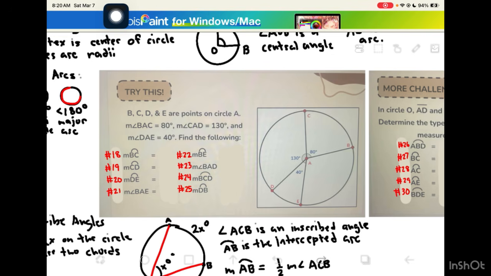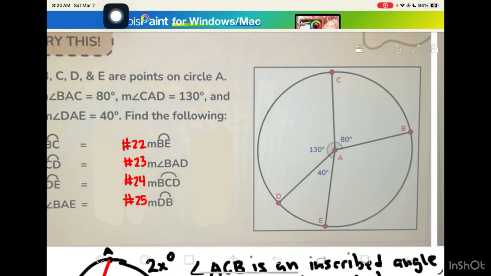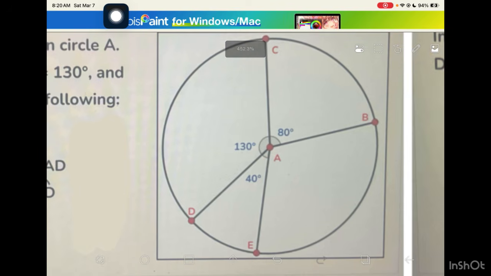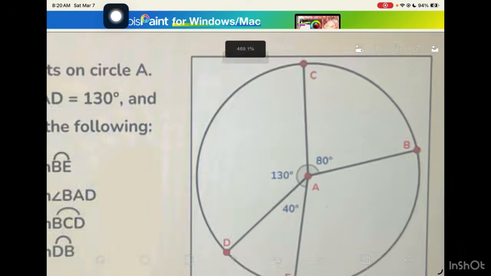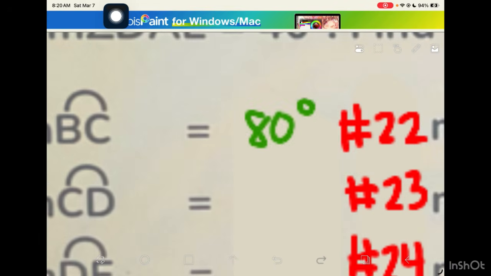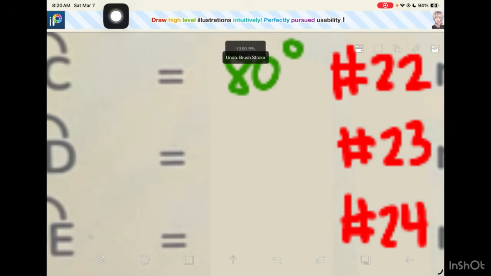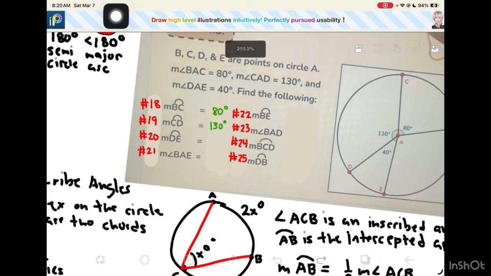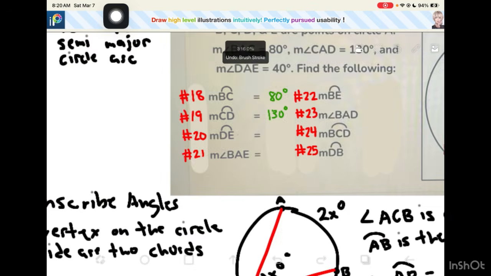Using the diagram, let's solve for all of these. So the measure of arc BC. Since we're given this is 80, therefore it's also 80 degrees. Arc CD, same logic over here, 130, so therefore this is also 130 degrees. Arc DE, same logic again, 40 degrees, so therefore this one is 40 degrees as well.